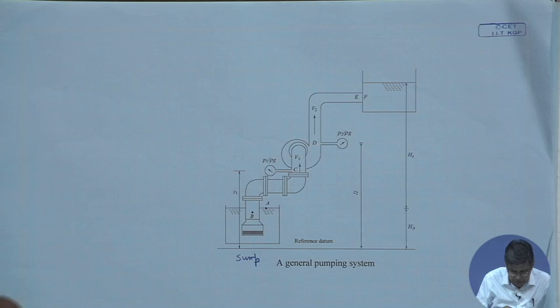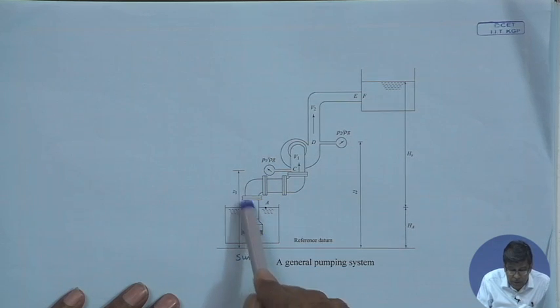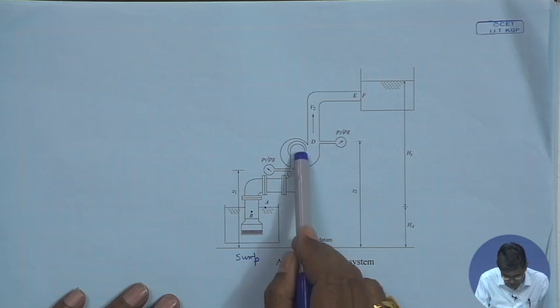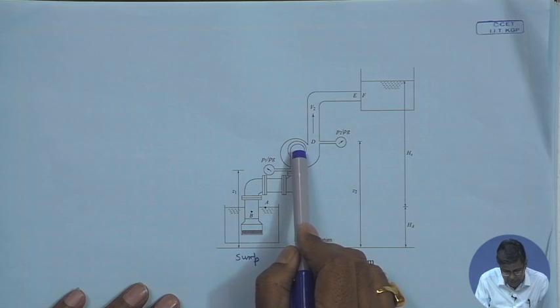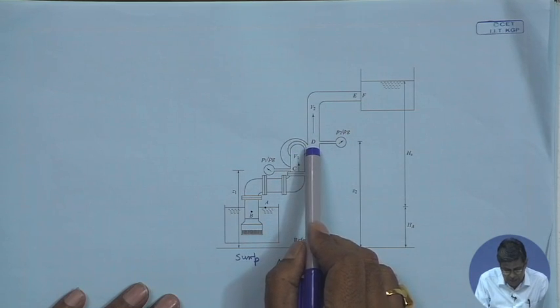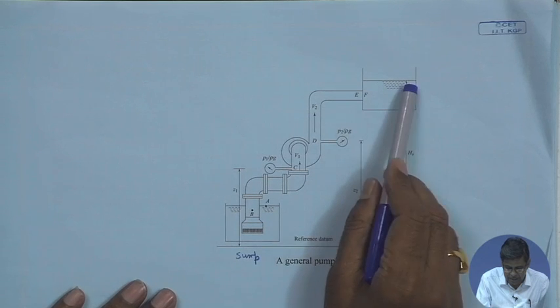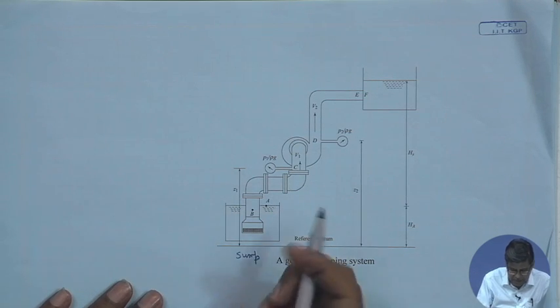Now, the liquid, for example here we take a water pump, is there in the sump and it enters through this pipe, that is the inlet pipe, and it goes to the pump. This is the pump. Then the pump imparts energy to the fluid, it acquires energy, and at the outlet the energy is mostly in the form of static pressure, by virtue of which it goes up and is discharged in the higher reservoir.